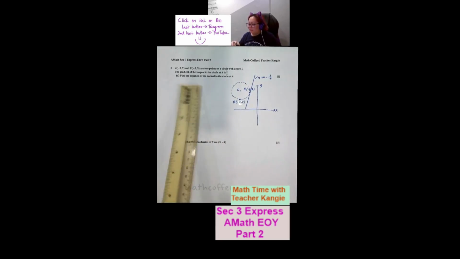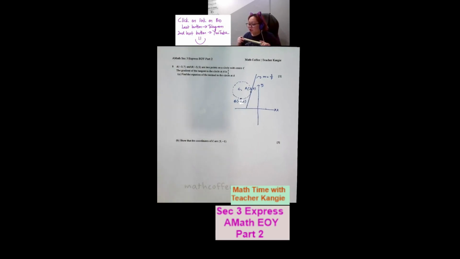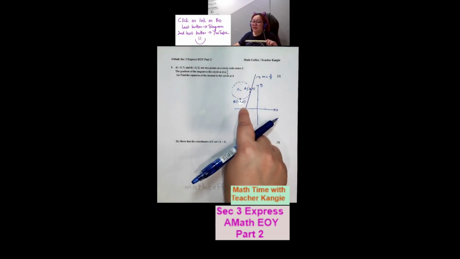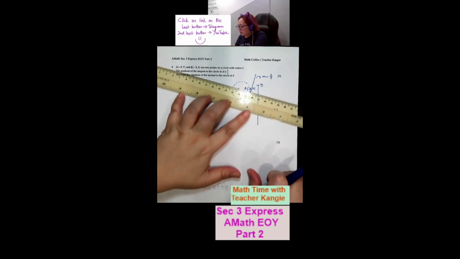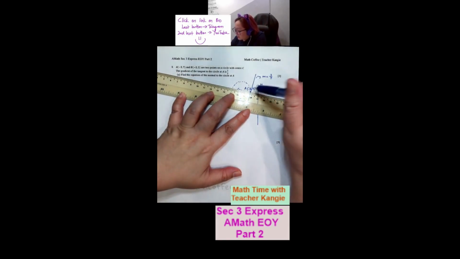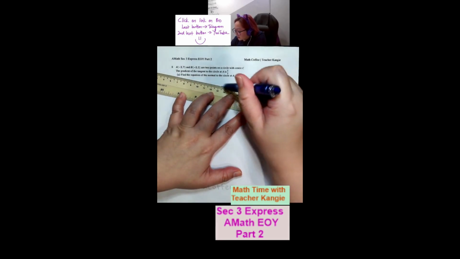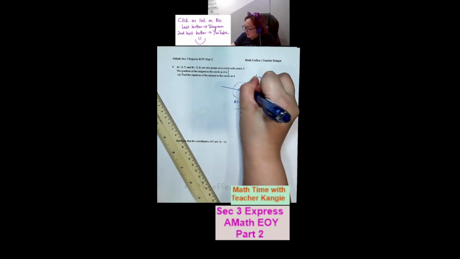Then let's see what they want. Now they say find the equation of the normal to the circle at point A. So because this is the tangent line, you need to know that normal and tangent are perpendicular to each other. And whenever they ask you to draw the normal line in a circle, it's actually a line that passes through the radius. So it is actually talking about this line. This is 90 degrees because radius is perpendicular to tangent.